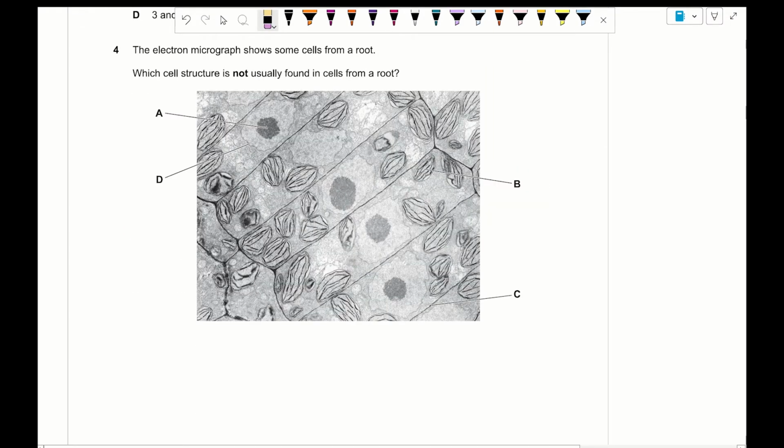Question number 4. The electron micrograph shows some cells from a root. Which cell structure is not usually found in cells from a root? The function of the root is the active uptake of minerals and the passive uptake of water. Therefore, it is not common for root cells to have chloroplasts, since chloroplasts are found in the leaf where photosynthesis takes place. Therefore, the answer is going to be B.